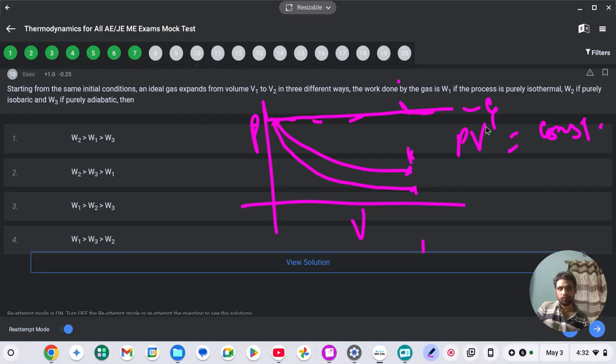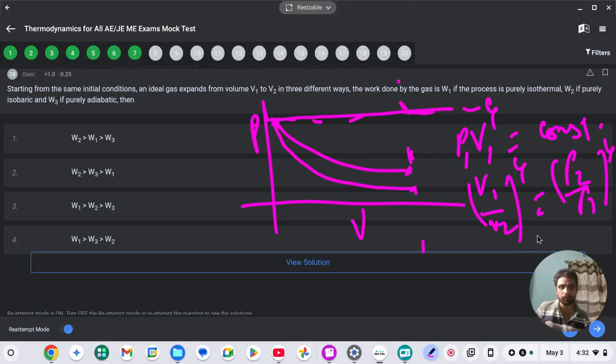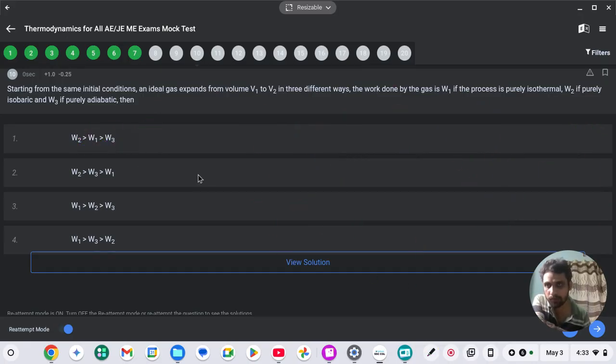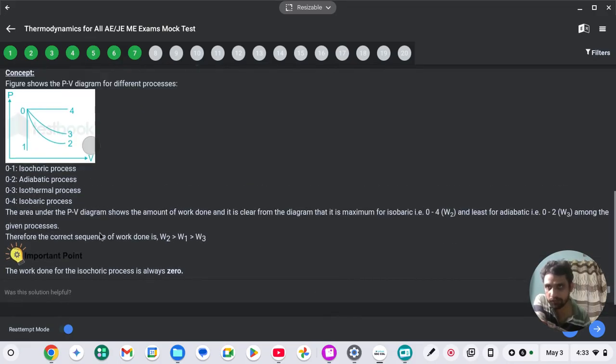If you want to find what will be V2, so P1 V1 to the power gamma equal to P2 V2 to the power gamma. So V1 upon V2 to the power gamma equal to P2 by P1 to the power gamma. Okay, so V2, it will be 1, so we know. Okay, it will take longer time, so let's move to the next question, and answer will be 1. Yeah, this is the graph.